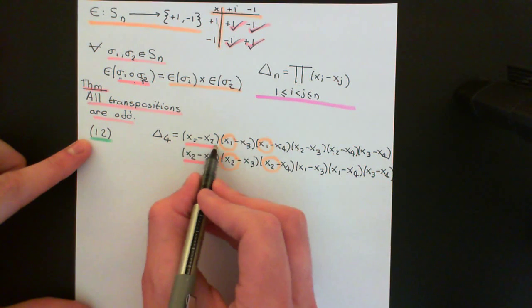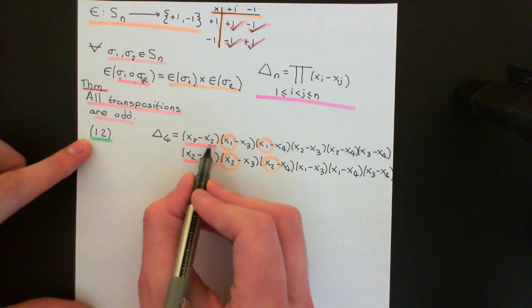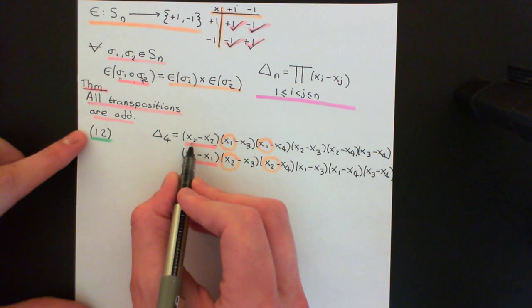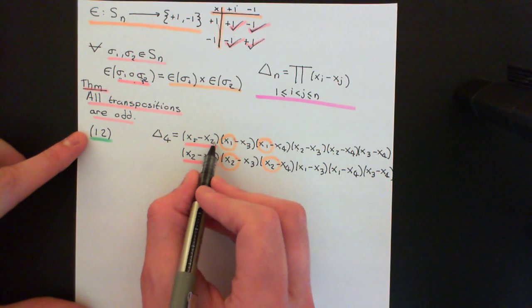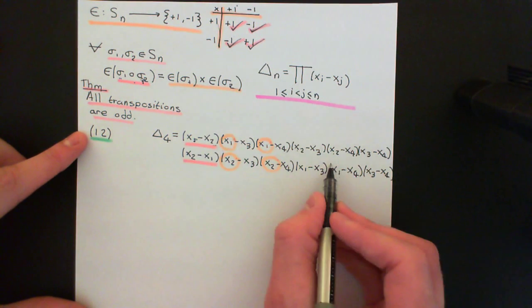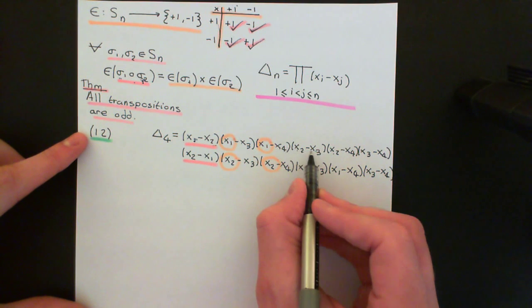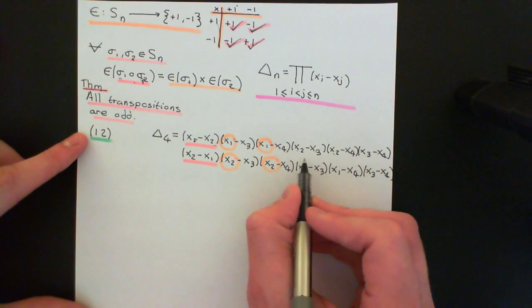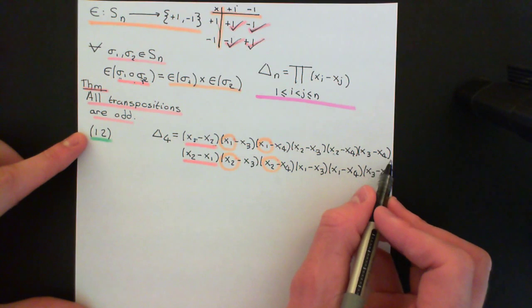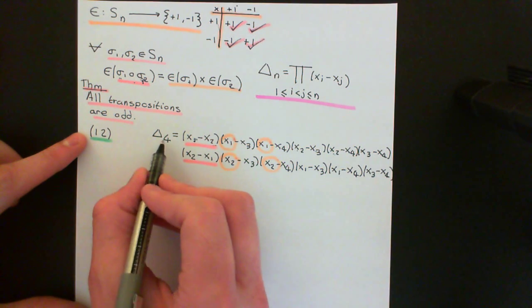So this is the only case where x2 will be in position 2, because x1 is the only one that beats it to position 1. All the other numbers won't beat 2, and they'll be in the right position and 2 will be in the left position. So we've got x2 minus x3, x2 minus x4, etc., all the way up to x2 minus xn in the general delta n.